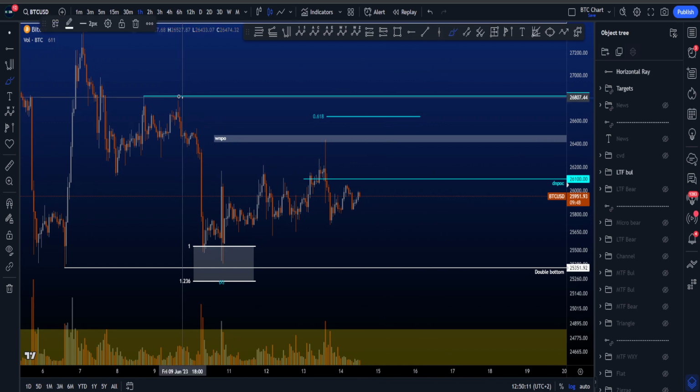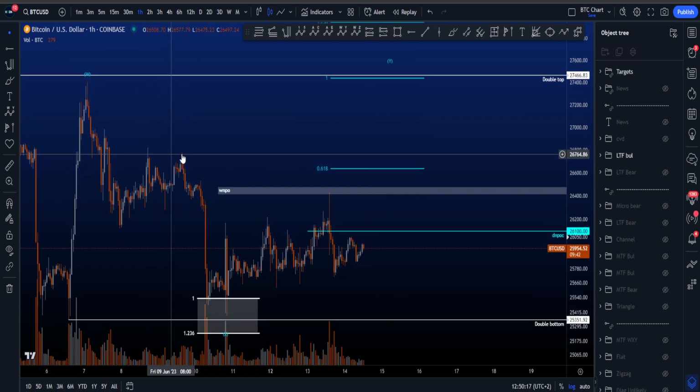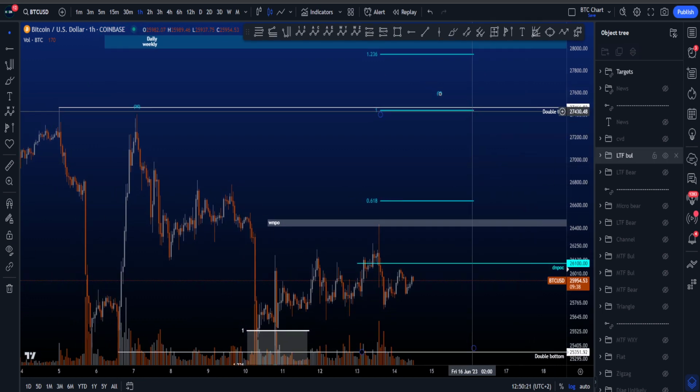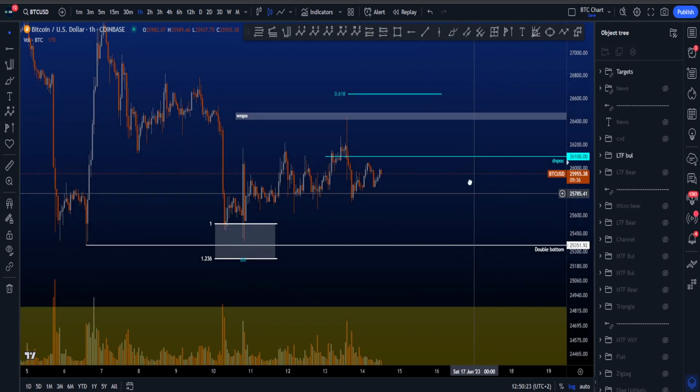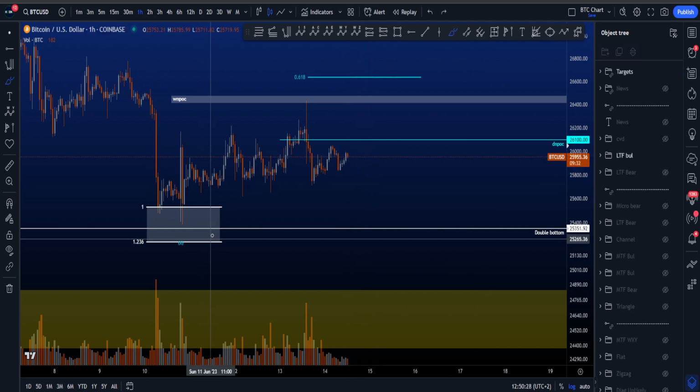So we have 2 highs. That's going to be my next area of interest if we're going to push towards this target box. And if we're going to get past these highs over here, then the next area of interest, in my opinion, is going to be the double top at 27.4k. And towards the downside, if price is going to move towards the downside, well, it's the double bottom at 25.4k, 25.3k.